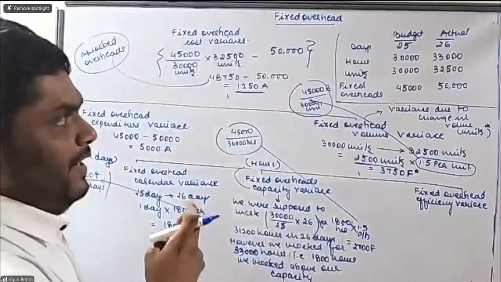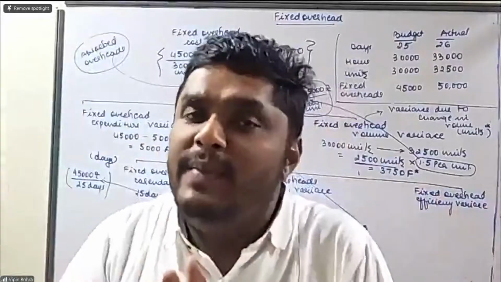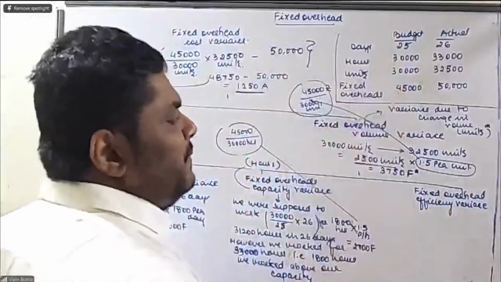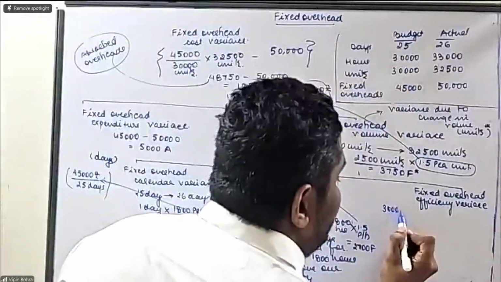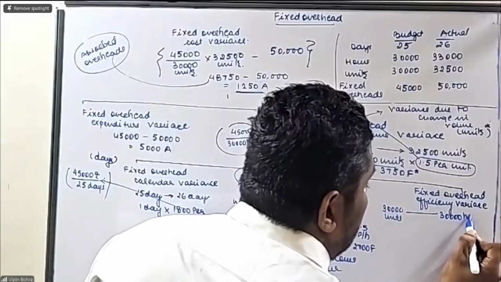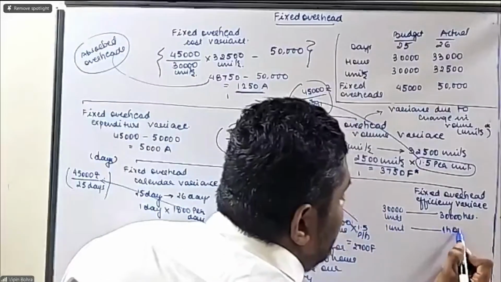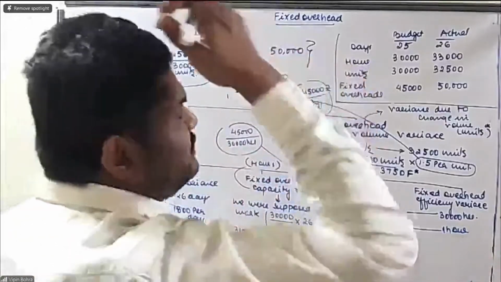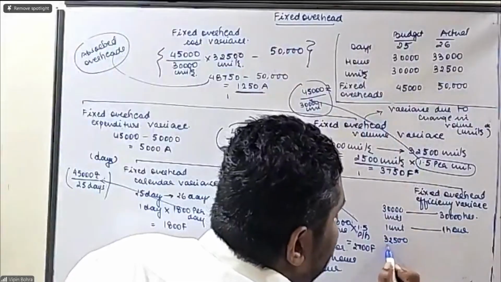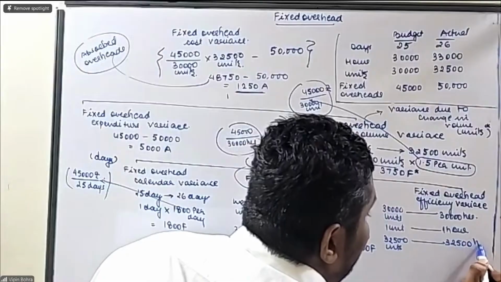So when talking about efficiency, the question is how many hours the work should have taken and how many hours it actually took. Straight away, the same rule. 30,000 units should be completed in 30,000 hours as per our budget. It means one unit should be completed in how many hours? 1 hour. Actually, we manufactured how many units? 32,500 units we manufactured. So it should be completed in 32,500 hours.